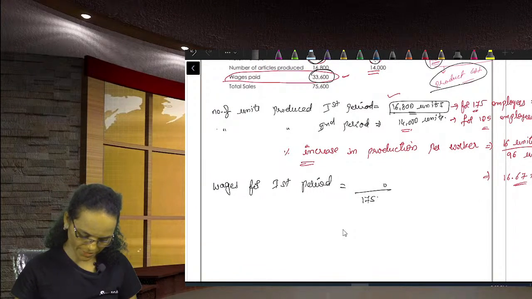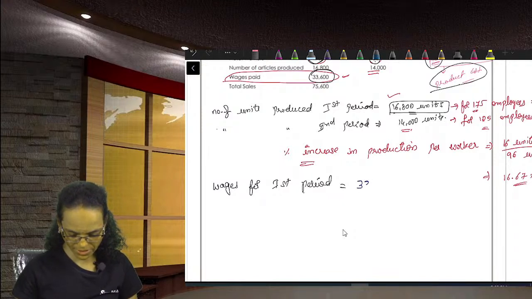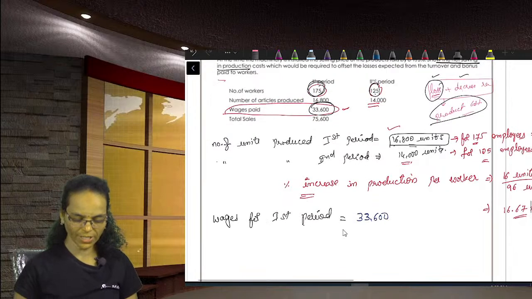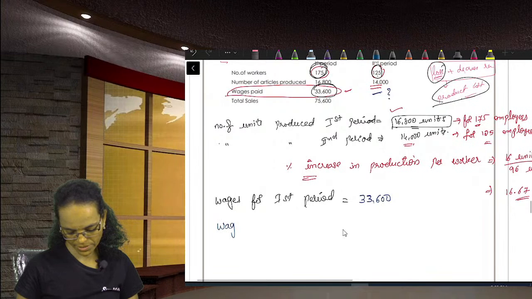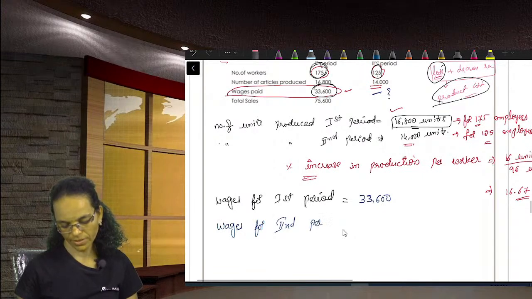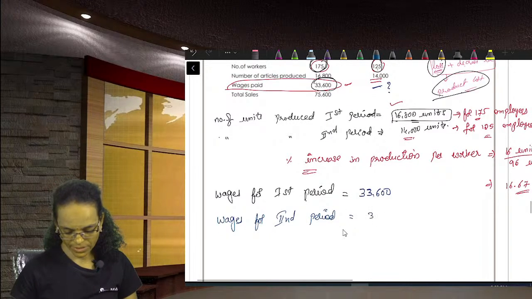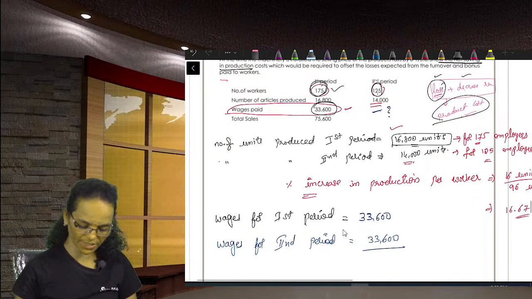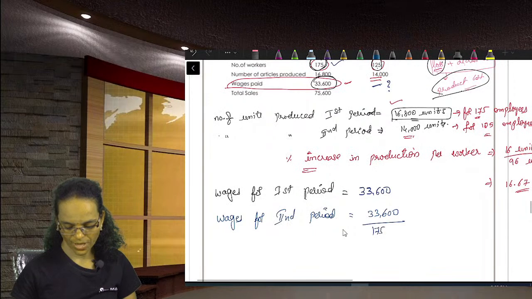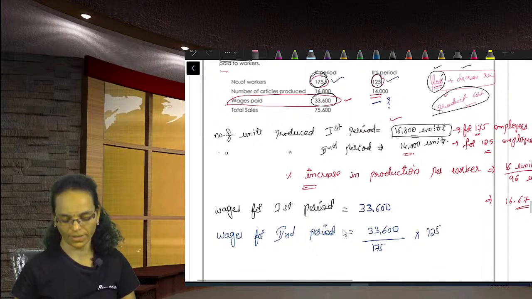Okay, we can write in this way. Wages for the first period we paid 33,600. Wages for the second period it is not given. We need to calculate wages for the second period, that is post installation of asset. 33,600 rupees we paid when employees are 175. But when employees are 125, what is the amount needs to be paid?